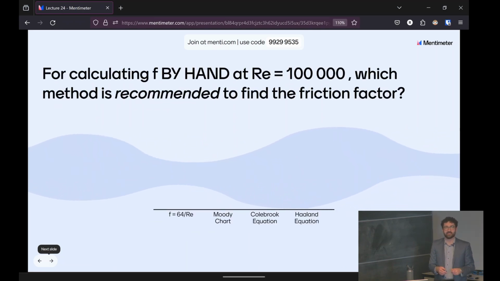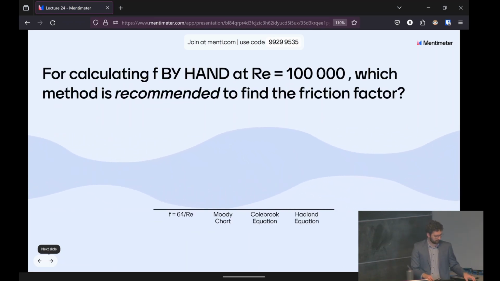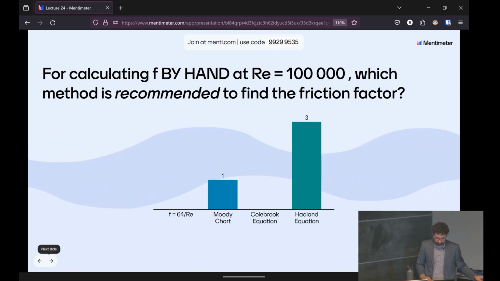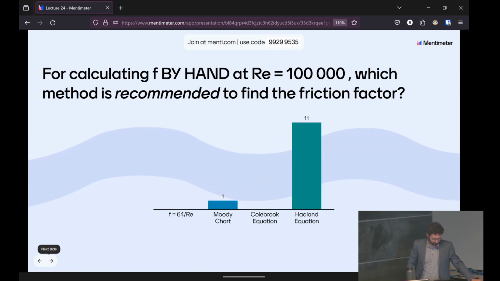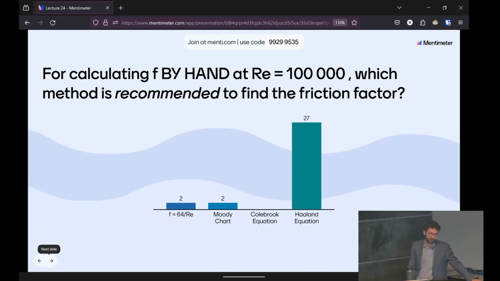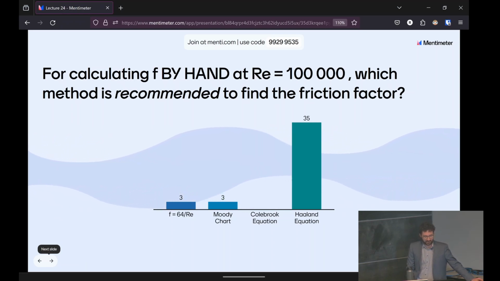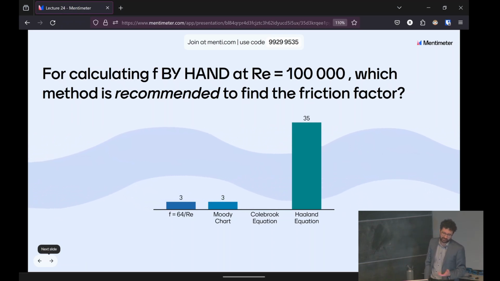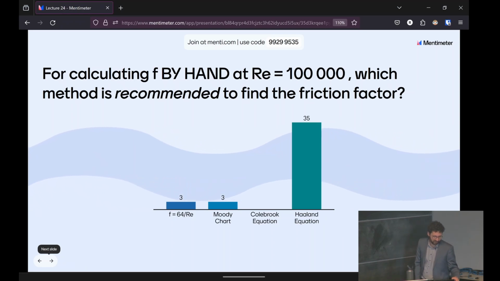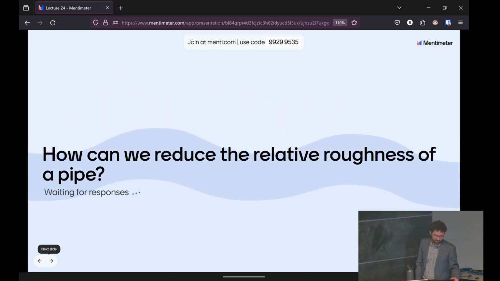What about my recommendations this lecture on what we're going to use? Okay, so this is for calculating f by hand at a Reynolds number of 100,000. That's a fully turbulent Reynolds number, so again, we can't use 64 over the Reynolds number for a fully turbulent case. That's only for laminar. I recommended the Holland equation, but I said you could check with the Moody chart. I'd say most of you got that.